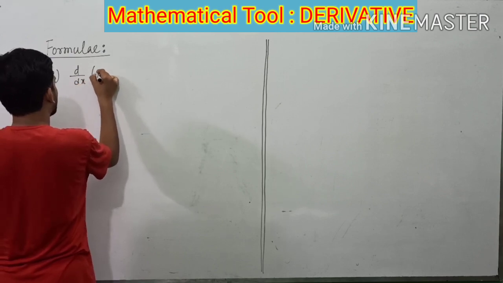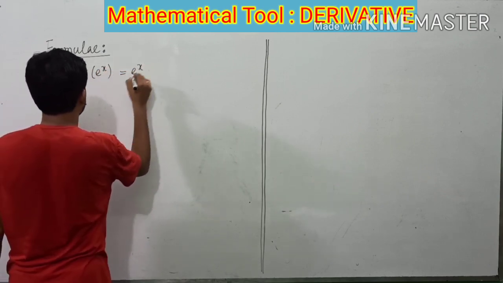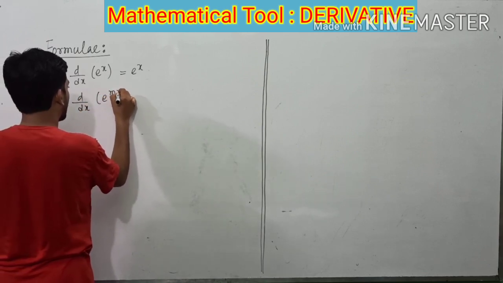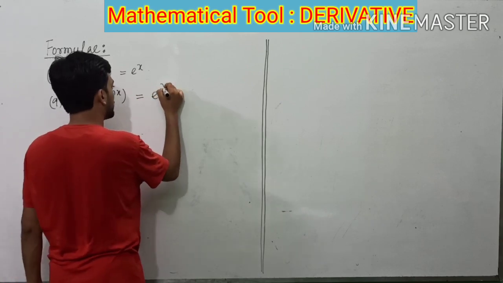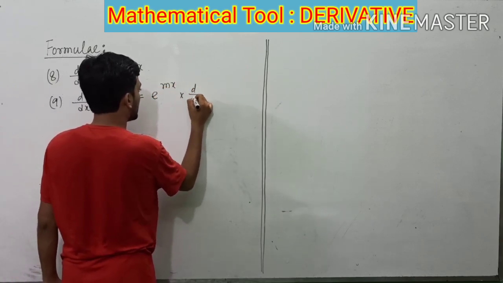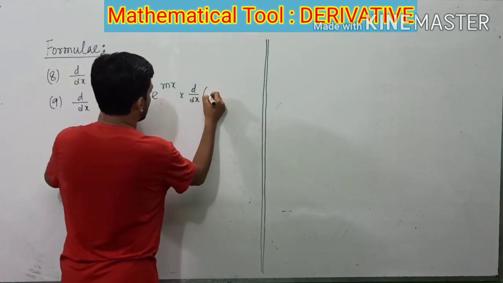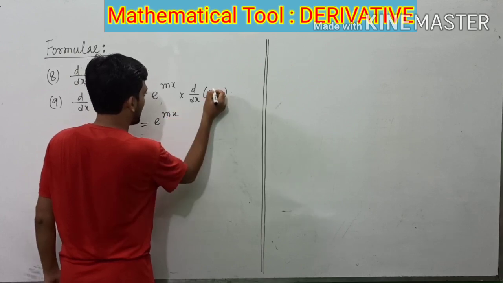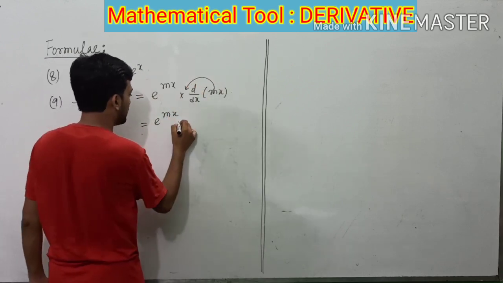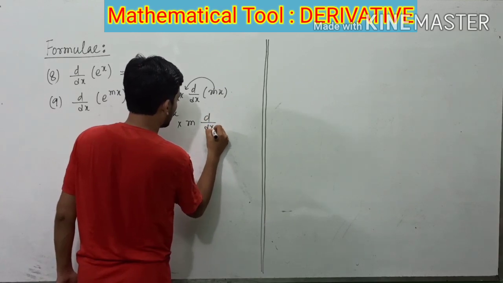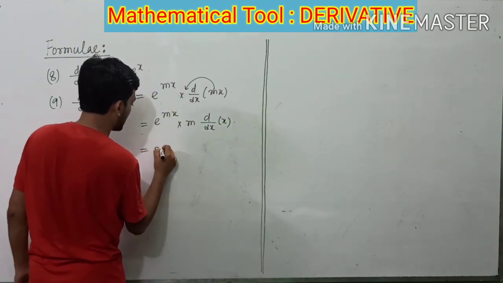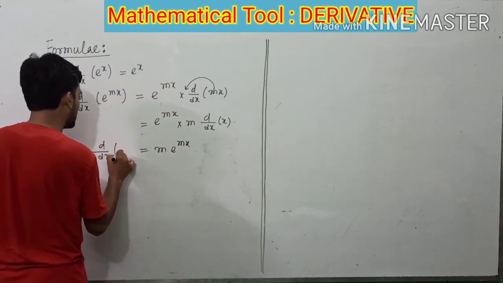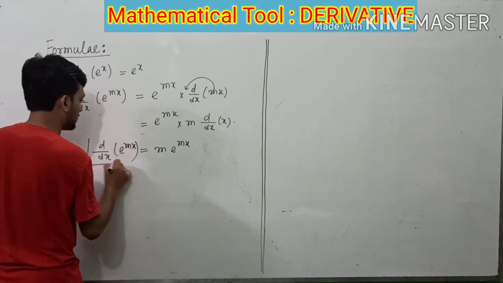d/dx of e to the power x, it will be e to the power x. Number 9, d/dx of e to the power mx. First we have to write e to the power mx. Thereafter we have to do derivative of this power mx. Since m is a constant, it will come out of the derivative. Then d/dx of x. So we will get m into e to the power mx. Okay, so the formula is d/dx of e to the power mx is equal to m into e to the power mx.